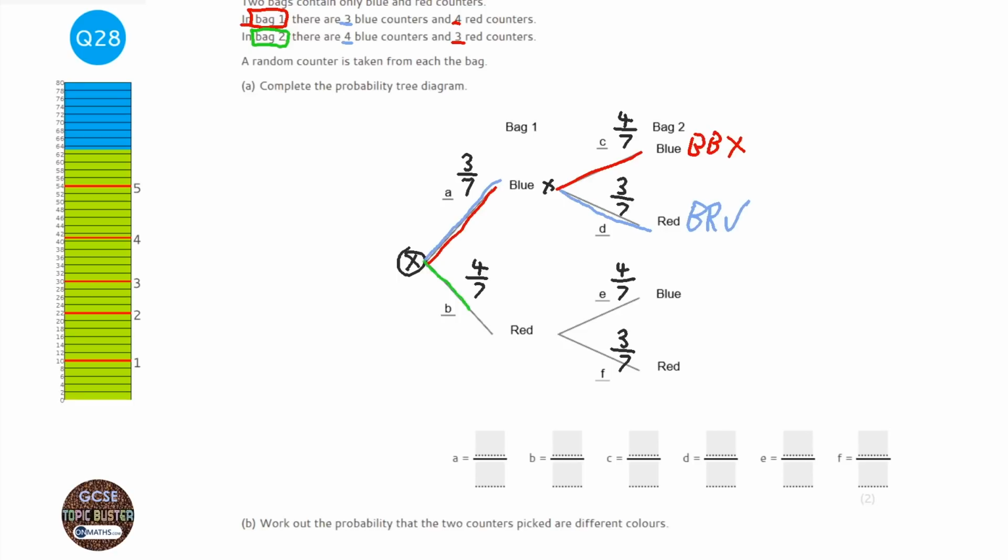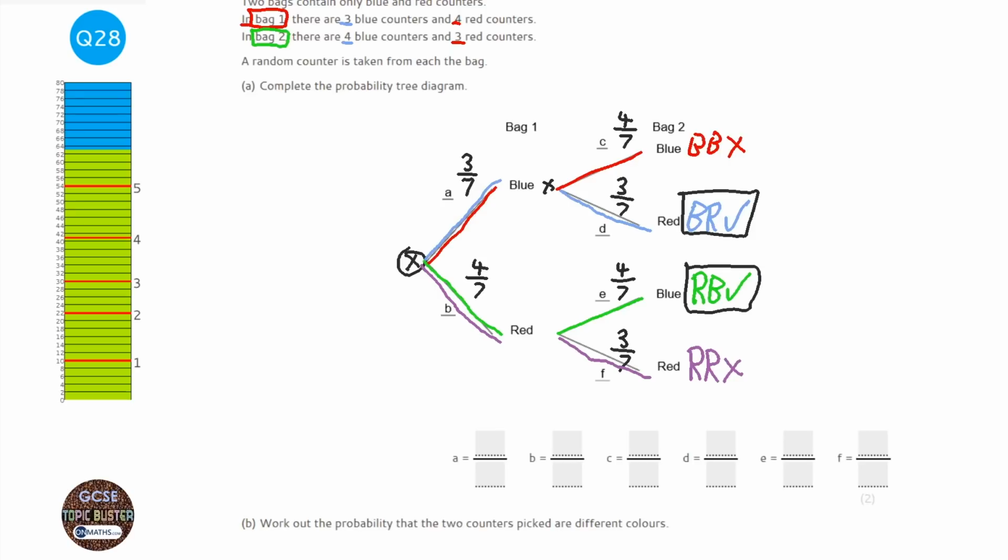Let's start going down here. So I pick a red from bag 1 and then a blue from bag 2. Well, that's the one we want. And let's try the last one. So a red from bag 1 and a red from bag 2. Well, they're not different colours. So it's these middle two we're interested in. It's that one and that one.